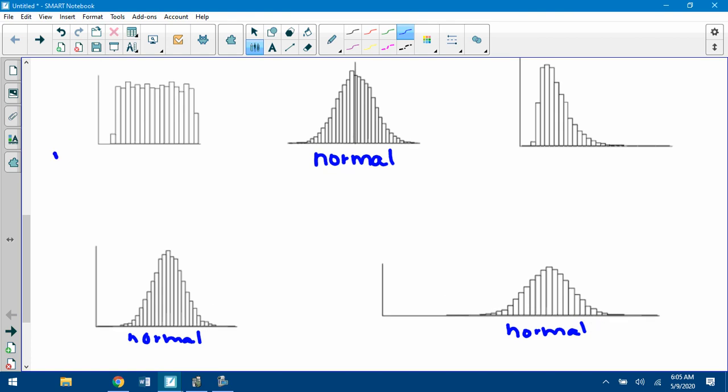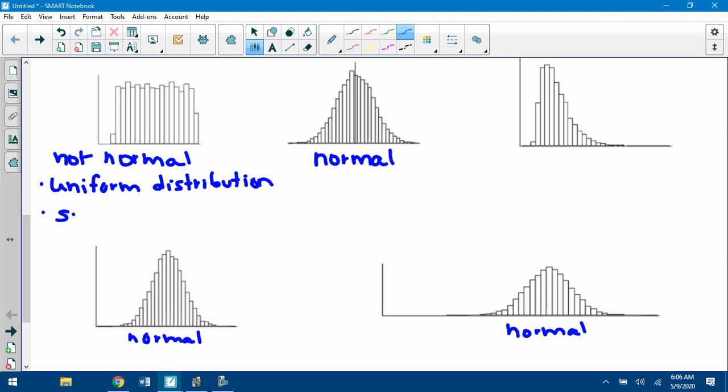This first one is not normal, even though it's kind of symmetric. So we'd call this maybe a uniform distribution. And that really just means that it's spread out equally everywhere. It is symmetric. It's just not bell-shaped, so it can't be a normal curve. The ones that are normal are bell-shaped, and they're also symmetric.